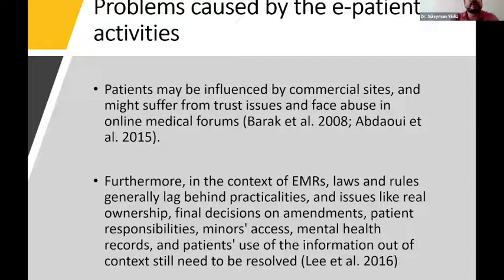Furthermore, in the context of electronic medical records, laws and rules generally lag behind the practicalities, and issues like real ownership, final decisions on amendments, patient responsibilities, minor access, mental health records, and the patient's use of the information out of context still need to be resolved.